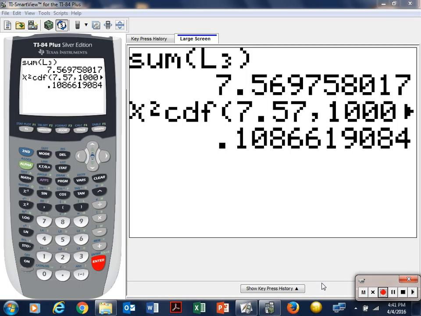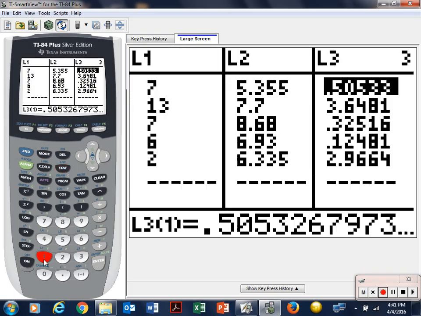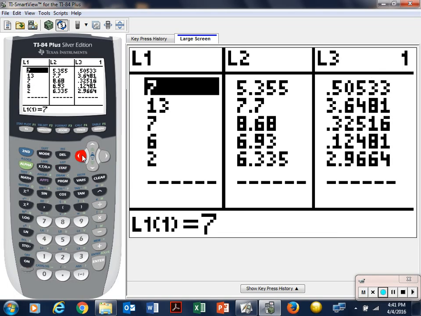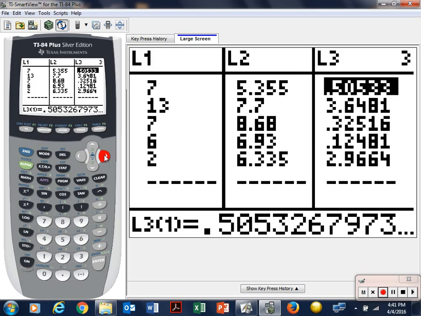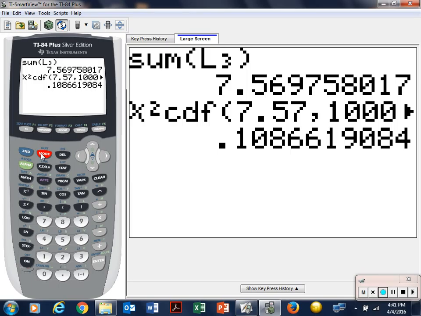Almost forgot, I was going to show the students that have a newer version of the calculator how you can do it a lot quicker than the way we just did it here. Again, if you don't have a new calculator, you have to put the numbers in your list: the observed in list 1, the expected in list 2. Take the observed minus the expected squared, divided by the expected, put that in list 3, and then find the sum, and then you can find your p-value.